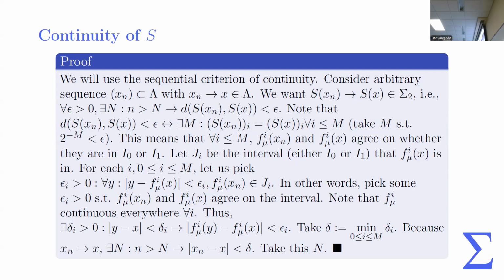So what this means is that for all i less than m, the ith iterate of f applied on x_n and x agree on whether they are in I naught or I1. Does that make sense? By the definition of S, all these iterates of order less than or equal to m agree on whether they are in I naught or I1. So let J_i be the interval that they are both in.